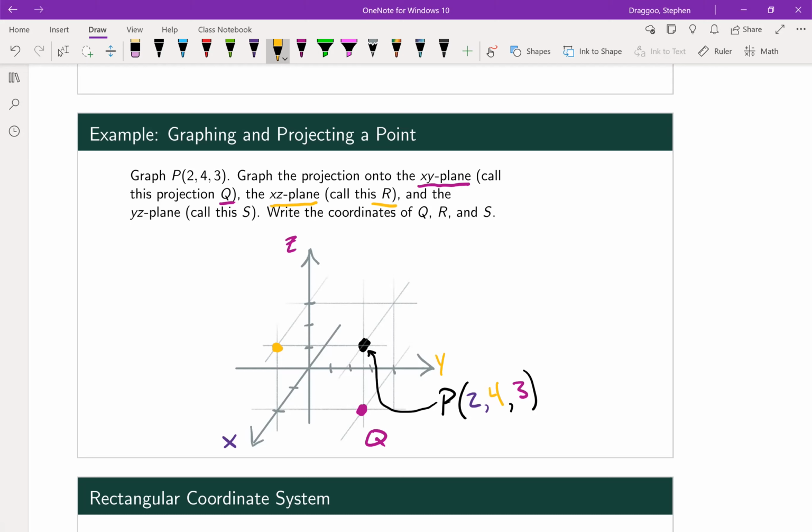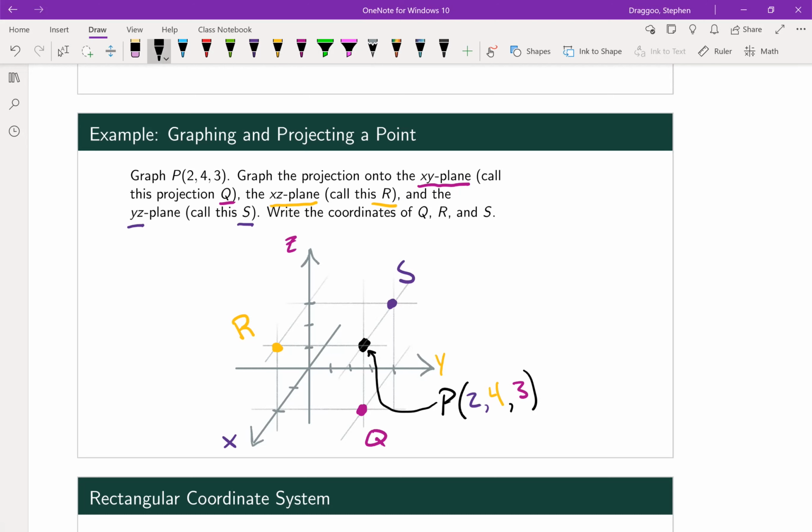And finally, we haven't used purple yet, so we're going to project into the YZ plane, and we'll call that point S. And that should be this point over here. That's S. Forgot to say that this one is R. Cool, so there's Q, S, and R. And then we want to write down the coordinates for each of these points.